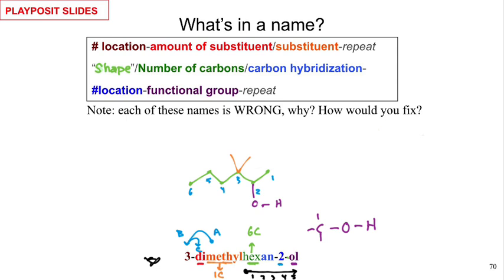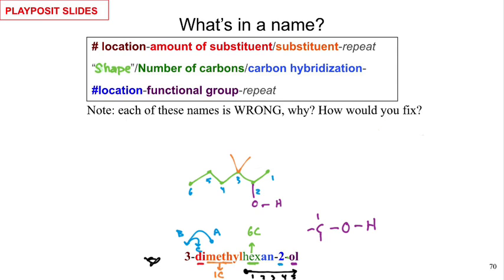How did you know it belonged there? But what's the locator for? The locator is for every single substituent. You have 2 methyls, I only have 1 locator. That's a problem. Note, each of these names is wrong.